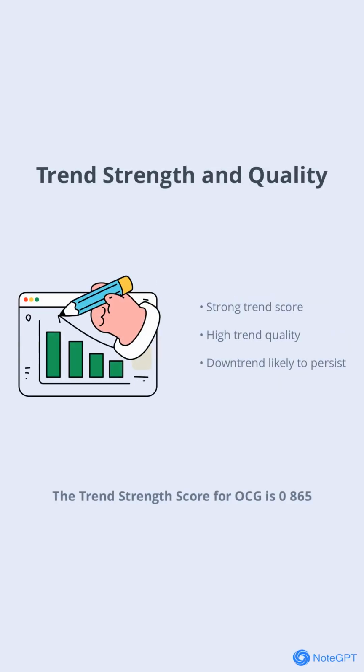Trend strength score for OCG is 0.865, while the trend quality index is a high 87.74. This combination suggests that the current downtrend is not only strong but also persistent and well-defined. When both strength and quality scores are elevated, it's a sign that the trend is likely to continue unless a significant catalyst emerges. For traders, this means the path of least resistance is still downward, and caution is advised when considering counter-trend trades.